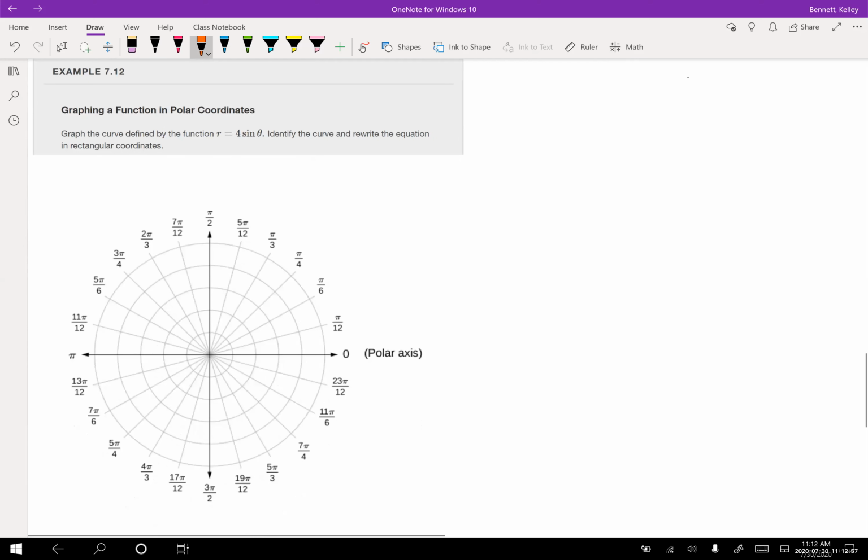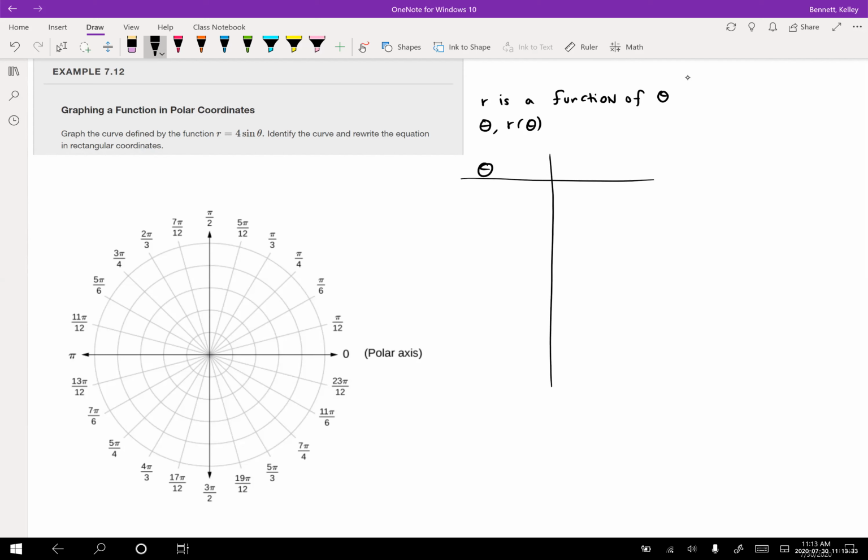Now the fun stuff. So we can graph a function in polar coordinates, and it's always the same, right? Like make a table, plot your points, nothing's changed. So notice that R is a function of theta, right? So R depends on what theta is. So we're going to have theta comma R of theta. So I make my table for theta, and then I get R of theta based on that, which is 4 sine theta.